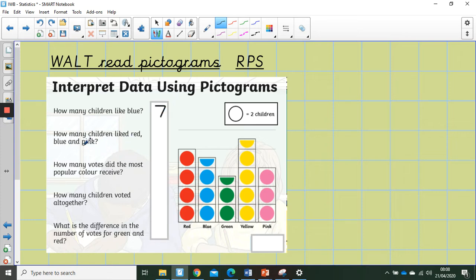How many children like red, blue, and pink? See if you can work out how many like red. Did you get 8?